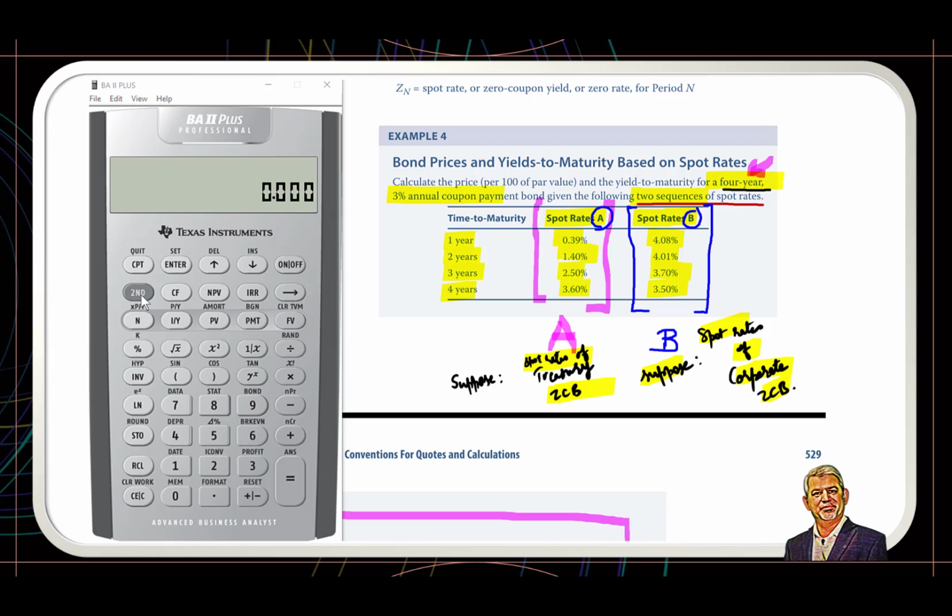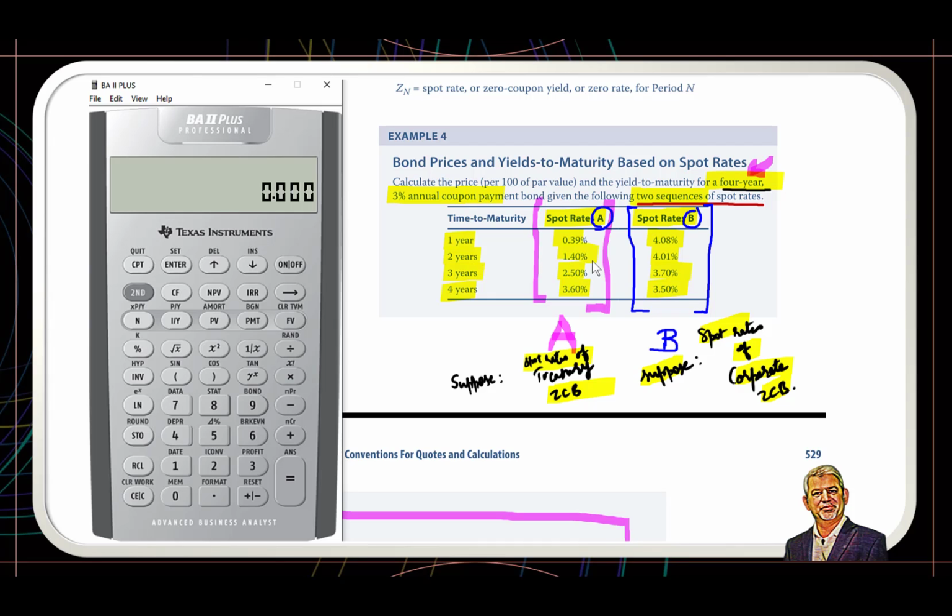So first of all, let us clear the memory of the calculator. Second, clear TVM. 3 goes as future value, and here the spot rate for year 1 is 0.39, so 0.39 goes as IY, and of course 1 is N, compute present value, which comes out to be 2.988. So we will put this number in the first memory slot, store 1, and then we will clear the TVM row.